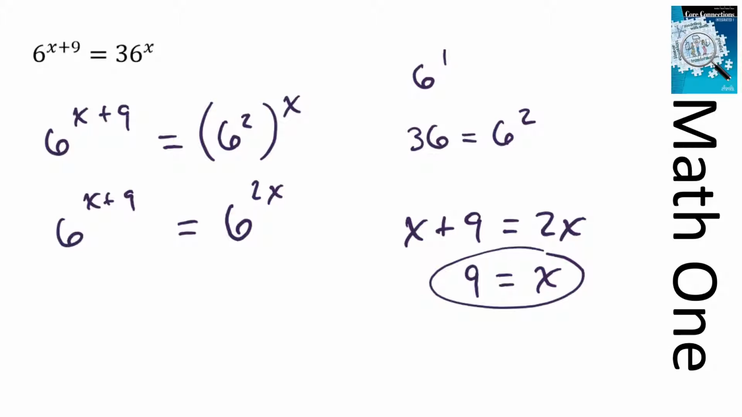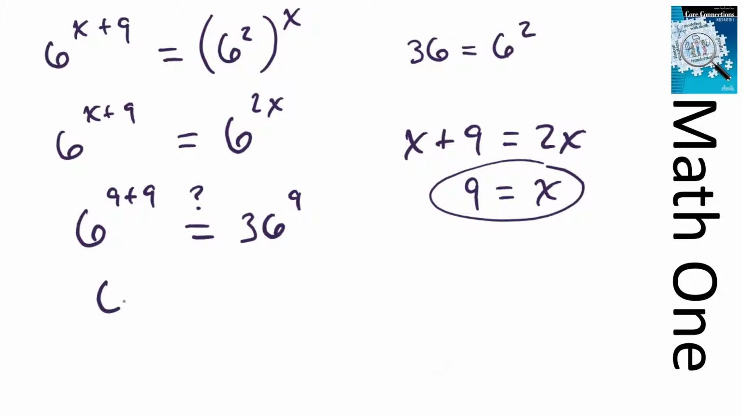So what we're saying here is that 6 to the 9 plus 9 power should be the same as 36 to the 9th power, or 6 to the 18th is equal to 36 to the 9th. So take a look at it. Definitely true, and you can verify that computationally.